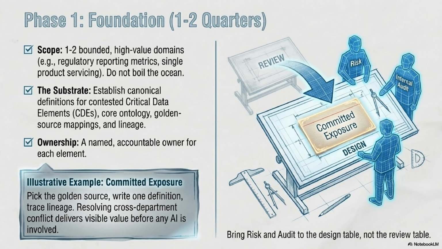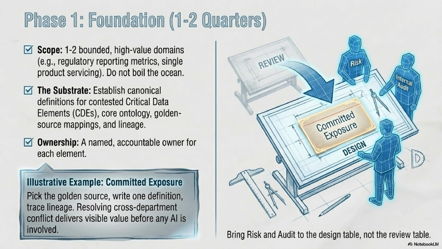Take our running example. Committed exposure, the metric treasury and finance have been quietly computing 2 different ways. In phase 1, you pick the golden source, you write the one definition, you name who owns it, and you trace its lineage. Here's why you start with the loudest conflicts. Resolving them delivers visible value on its own. Before any AI is involved, 2 divisions finally agree on a number that goes to the board. And it buys you something just as important, credibility with risk and internal audit early.